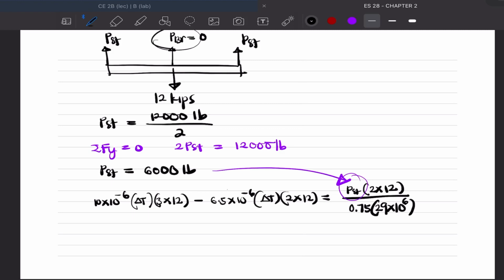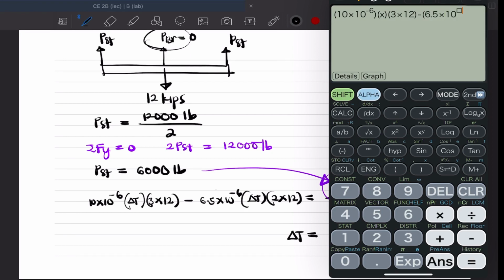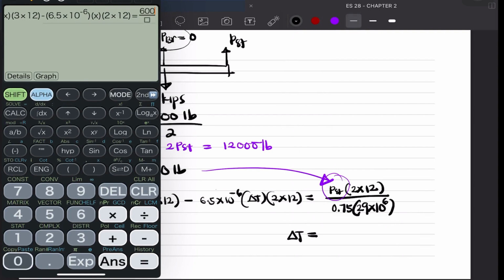In order for us to solve for the change in temperature, we just input everything directly: 10 times 10 to the power of negative 6 times x, the unknown, times 3 times 12, minus 6.5 times 10 to the power of negative 6, again x, times 2 times 12 equals P steel, 6,000, times 2 times 12 over 0.75 times 29 times 10 to the power of 6. So, this is the whole equation.